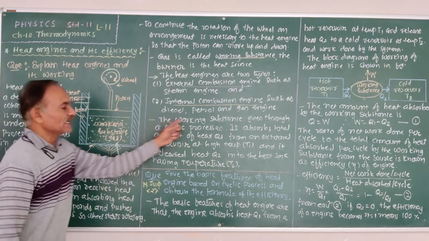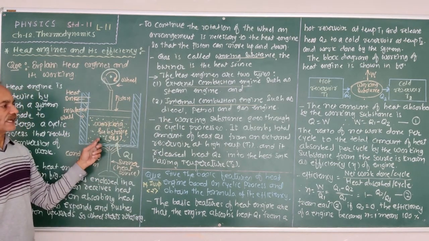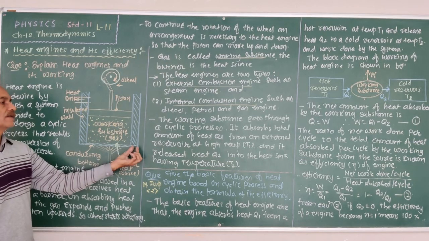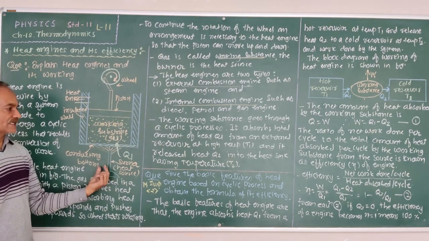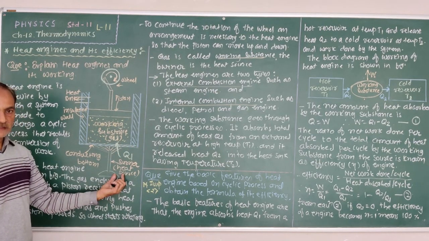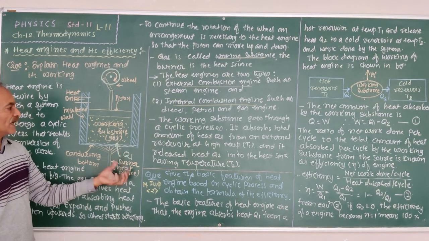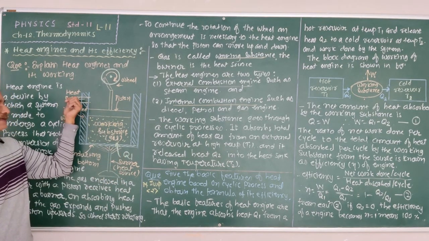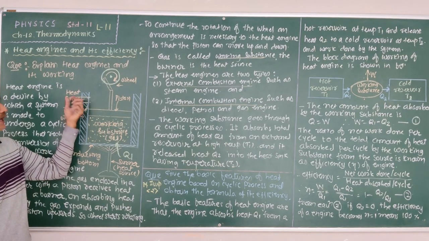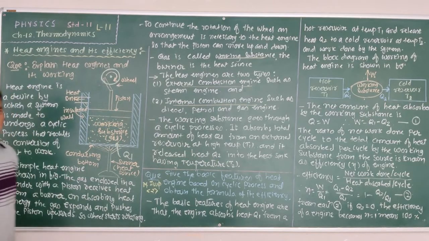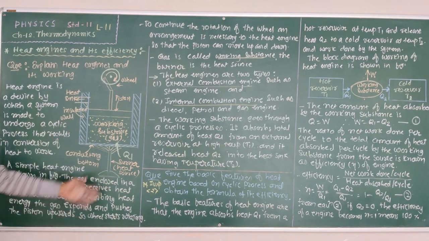Again, the working substance goes through a cyclic process. It absorbs the amount of heat Q1 from an external reservoir at temperature T1, and it releases the heat Q2 into a cold reservoir at temperature T2. So that is the heat engine, its working and types.